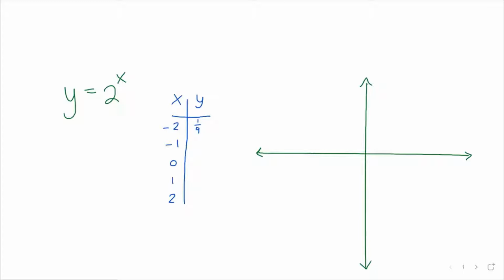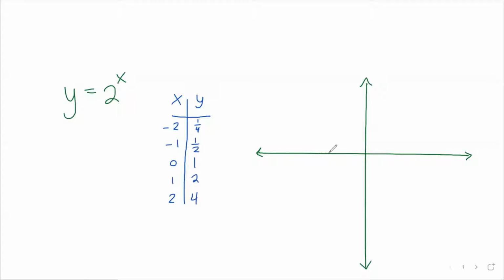You might remember that thing with the 4s from some other video that we did here, but 2 to the -1 is 1/2. 2 to the 0, anything to the 0 power is 1. 2 to the first power is 2. 2 to the second power is 4. So let's see what this looks like when we graph it.